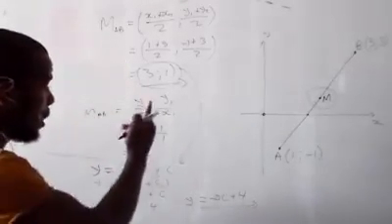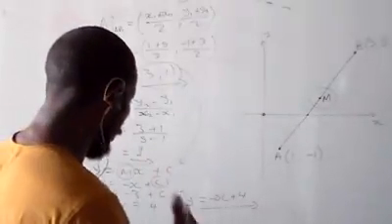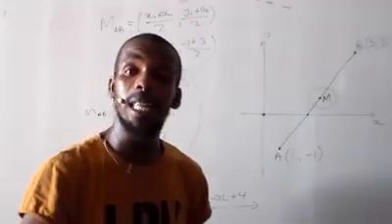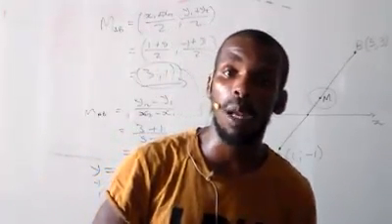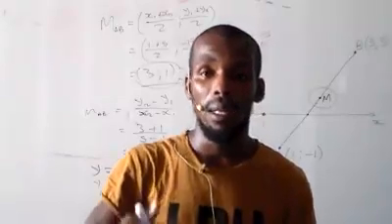We have found our midpoint, we have found the gradient, and we have found the equation of the line. And that is the easy way to go about solving problems when it comes to analytical geometry.